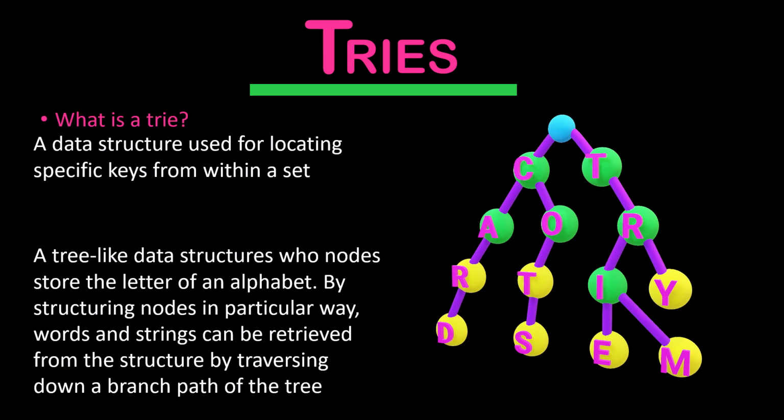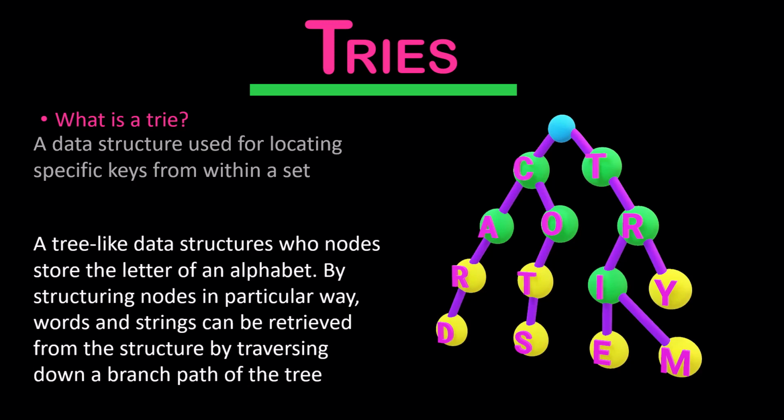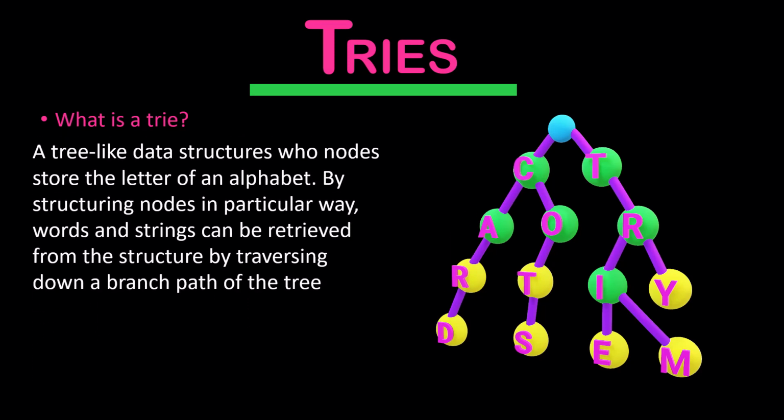Let's first cover the definition of a try. The abbreviated Wikipedia definition is a data structure used for locating specific keys from within a set. But if you're like me, that definition probably just doesn't explain enough, which is why I really like the one below it, which is that it is a tree-like data structure whose nodes store the letter of an alphabet. And by structuring nodes in a particular way, words and strings can be retrieved from the structure by traversing down a branch path of the tree.